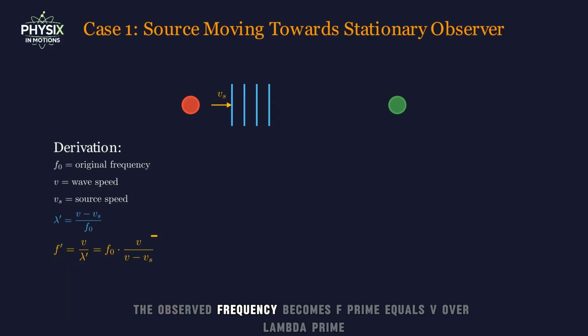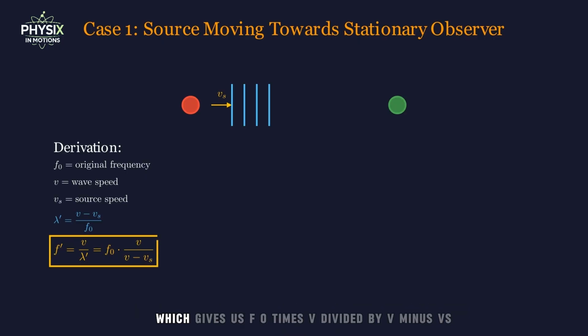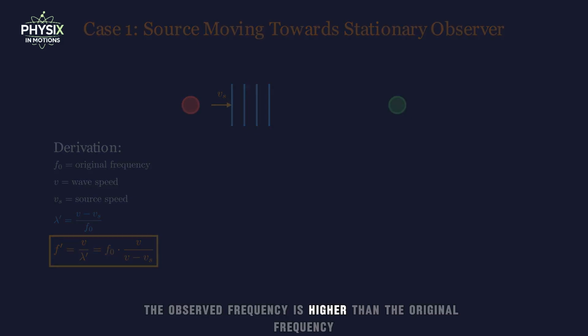Therefore, the observed frequency becomes f prime equals v over lambda prime, which gives us f0 times v divided by (v minus vs). This is our formula for case 1. f prime equals f0 times v over (v minus vs). Notice that since vs is positive and in the denominator, the observed frequency is higher than the original frequency.